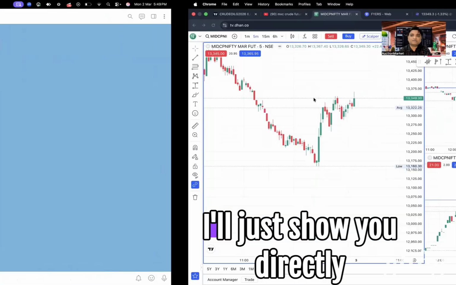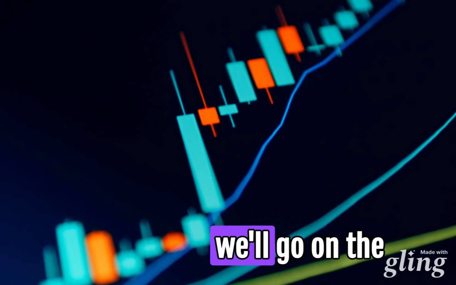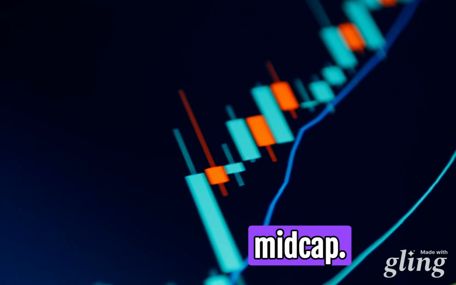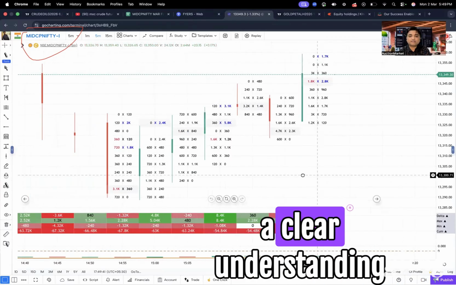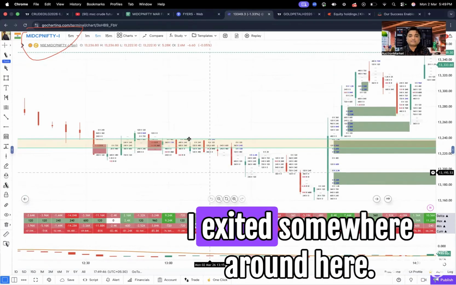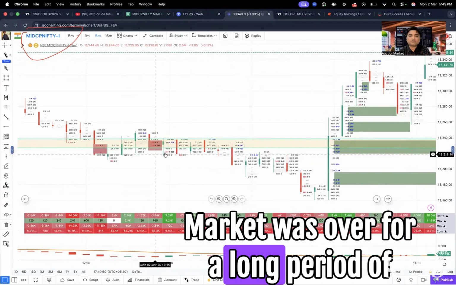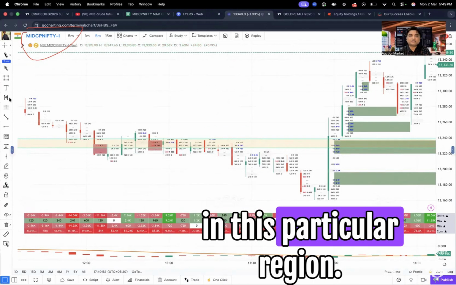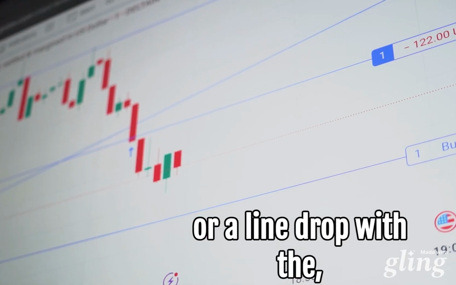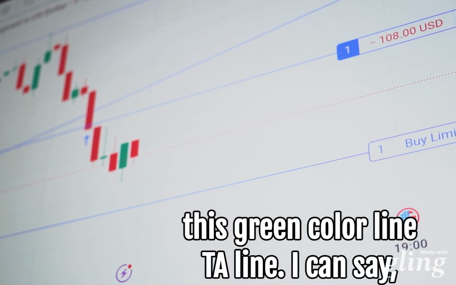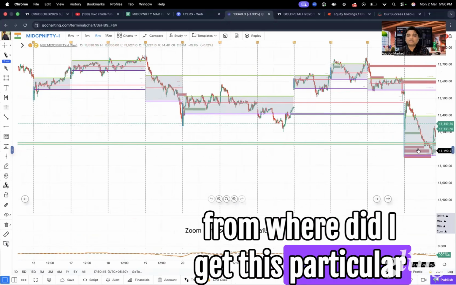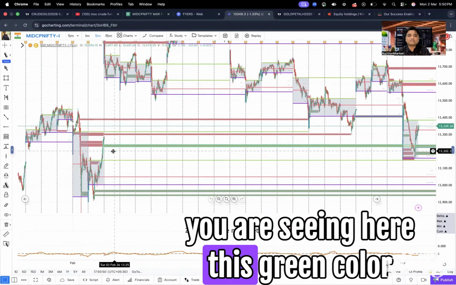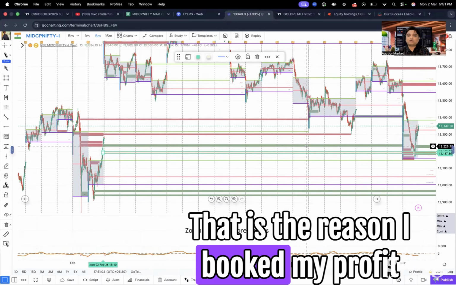This is one of the cases. I'll just show you directly. We will go on the Go Charting platform on midcap. This is our midcap chart. I'll just refresh it once so that you get a clear understanding about the delta. I exited somewhere around here. Market was hovering for a long period of time in this particular region. You can look over here. And this green color line that you see, okay? Where did this line come from? I'll just show you from where I got this particular level to book the position. You're seeing here this green color line. That is the reason I booked my profit here.